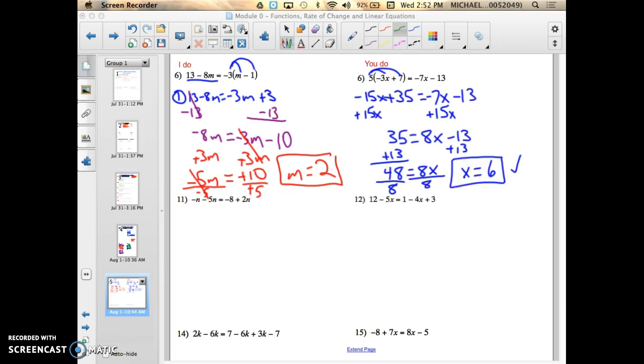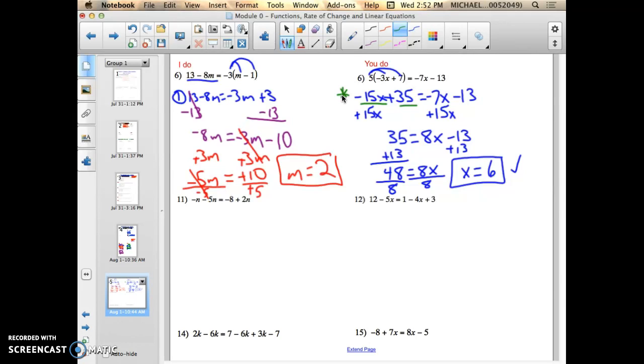So here's my work for number 6. Please check your work with mine. Again, it might not look the exact same depending on what you chose to move first, but this step right here is the difference in these problems, and so that should look the exact same as mine. I had to distribute that 5 into the negative 3x plus 7. 5 times negative 3x is a negative 15x. 5 times a 7 is a positive 35.